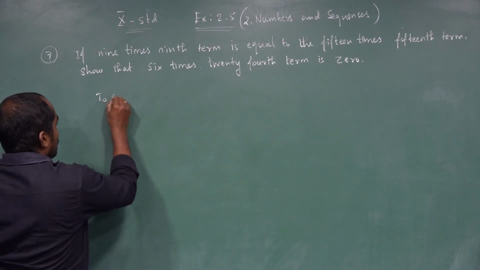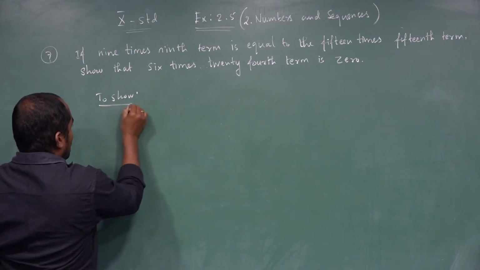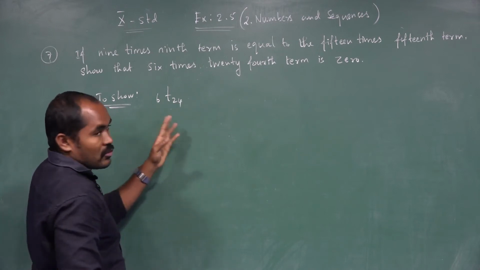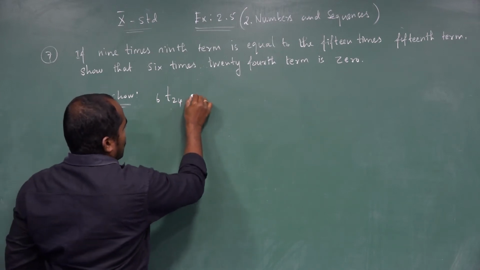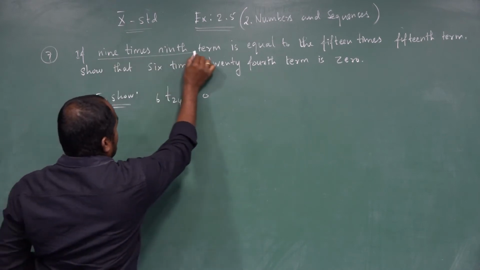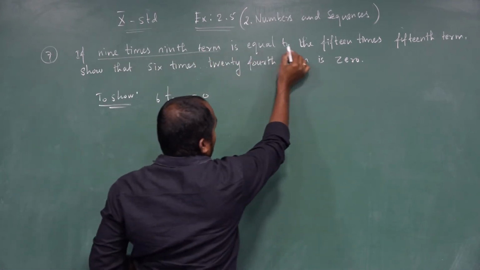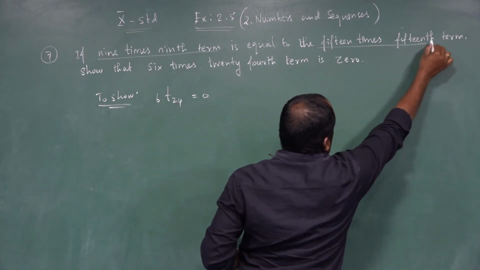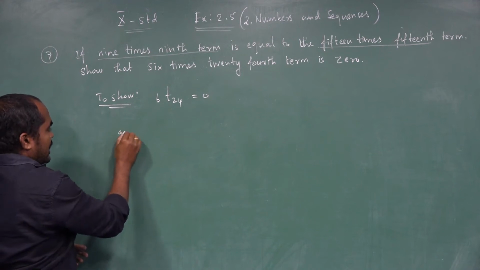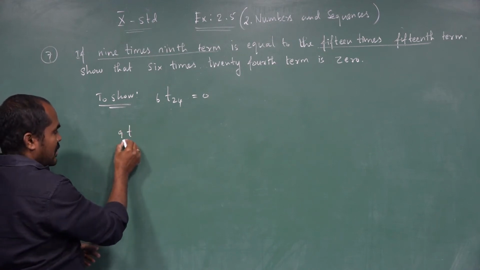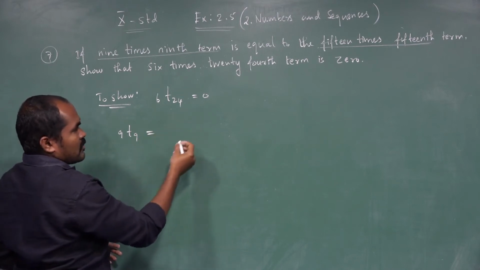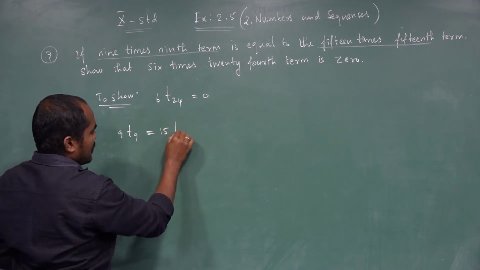So to show 6 times the 24th term, that means 6 T24, is 0. But given is 9 times the 9th term is equal to 15 times the 15th term. This is our given condition. So 9 times the 9th term means 9 into T9 is equal to 15 times the 15th term, which means 15 into T15.